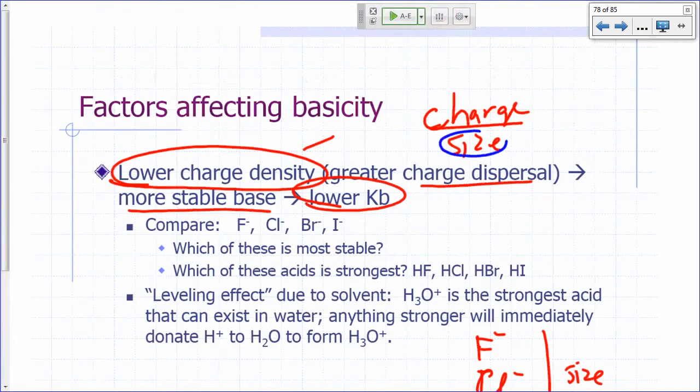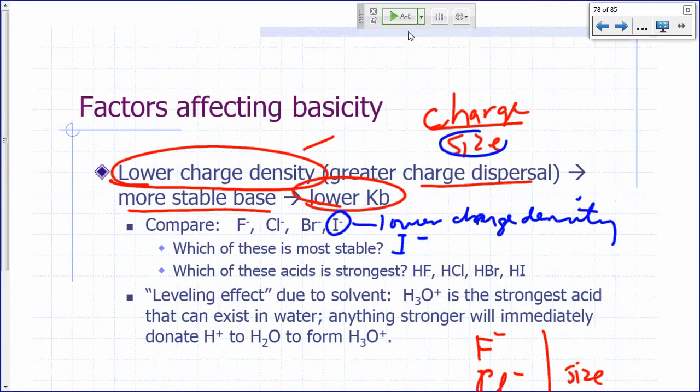You're getting bigger size. The charge is more spread out. You have a lower charge density. So which one has the lowest charge density? Iodide has the lowest charge density, right? So which of these bases is the most stable? The one with the lower charge density. So iodide is. Okay? So which one is the strongest acid?